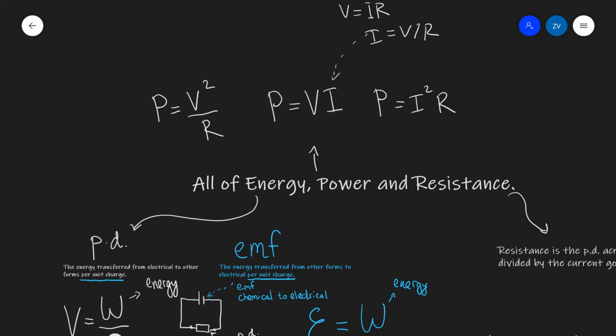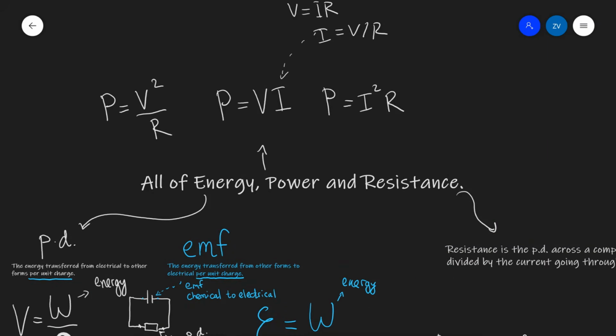Notice that the unit for power is the watt, which is given W. Don't confuse that with electrical energy. You should be really clear on what the unit of power is.